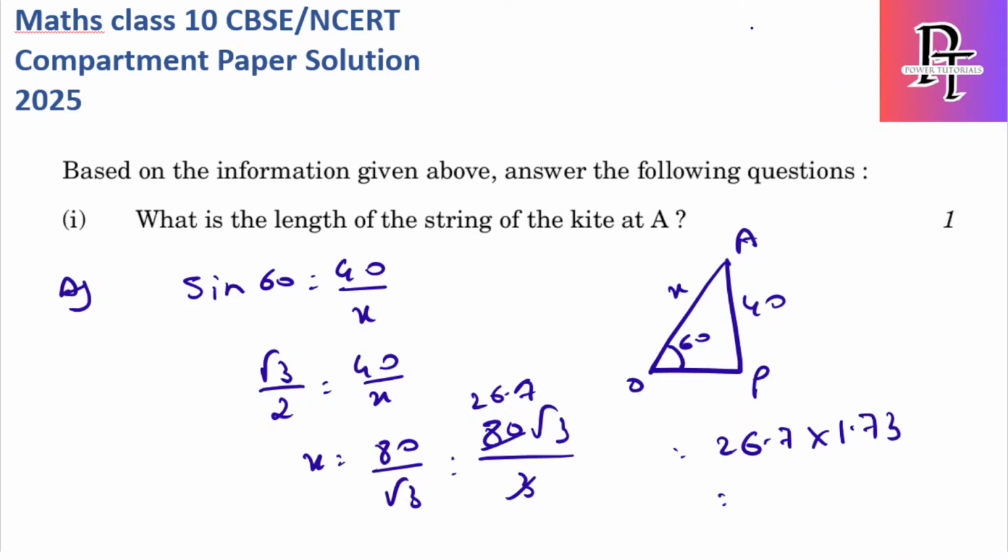So let's solve it. If you keep it here itself, that is 80 by root 3, then also you will get 1 mark in most of the cases, because this is just a 1 mark question, and if you want to solve this way then it can be a little lengthy. Okay, but still I will try to solve faster.